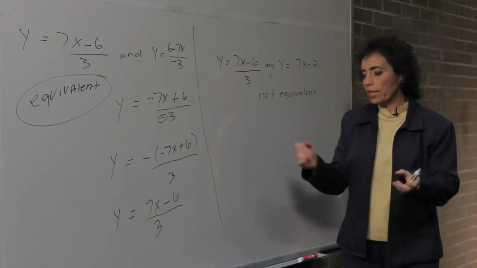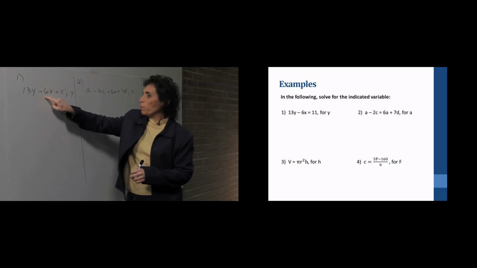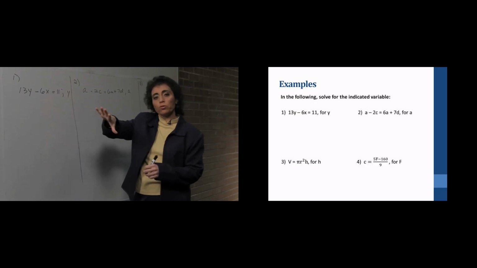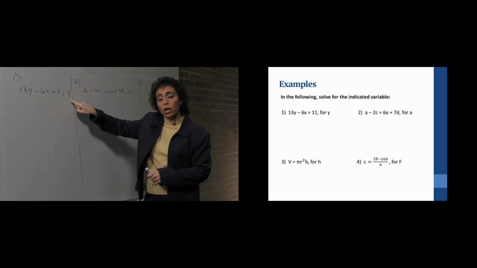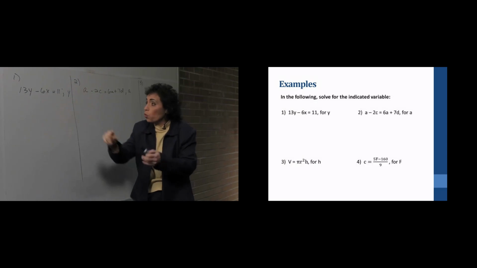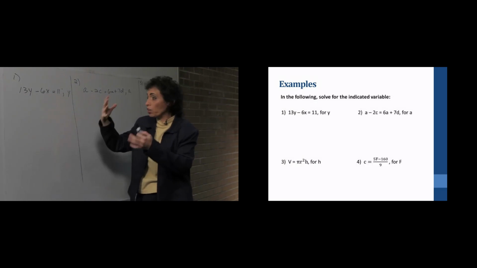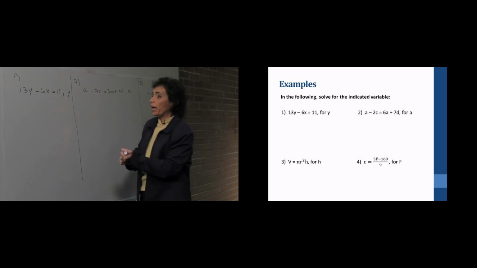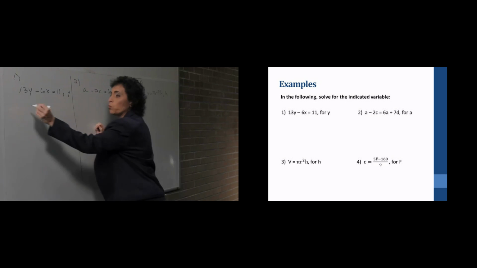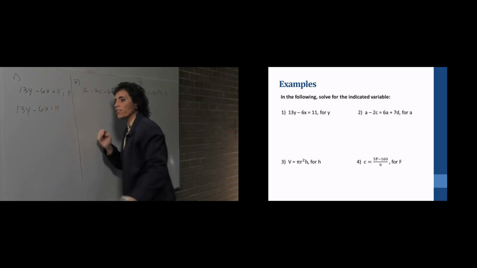All right? Now let's take a look at some problems. All right, let's take a look at some of these. 13y minus 6x equals 11, and these problems are in your workbook, and we're solving this for y. Now here's the deal. We're not going to get an answer like y equals 4 because we have another variable here. So we're going to solve for y in terms of x. So we're solving this literal equation. We're solving for y, which means we want to get everything else on the other side. Think of everything else as a constant.